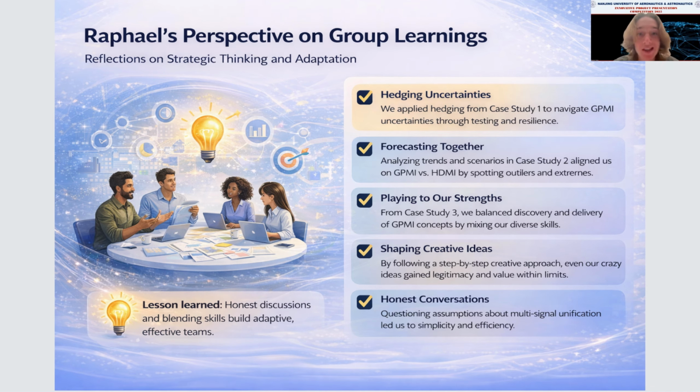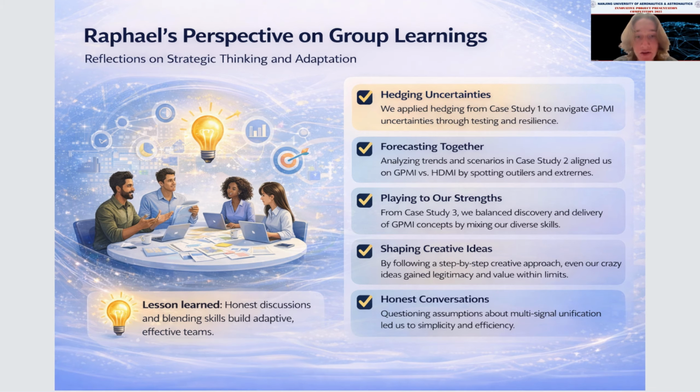Throughout, we did continuous testing and built resilience into our plans. A major part of our alignment comes from forecasting together. By collectively analyzing trends and building scenarios, as we studied, we were able to spot potential outliers and extremes. This shared process helped us get on the same page regarding technical choices like Gpmi versus HDMI.